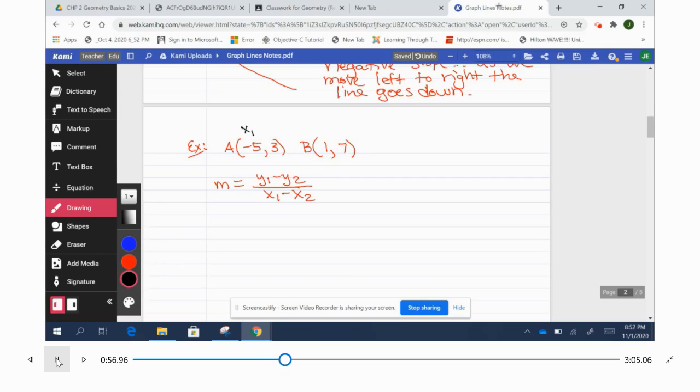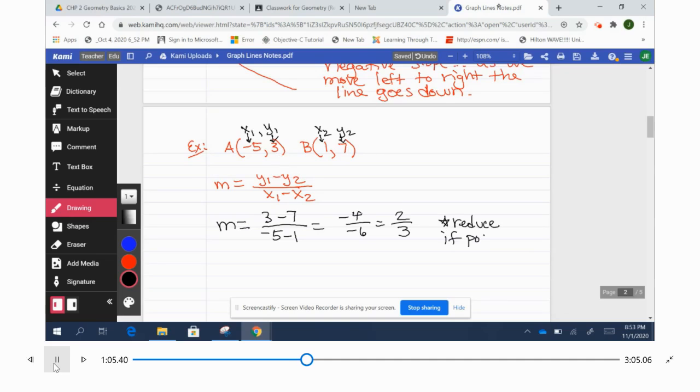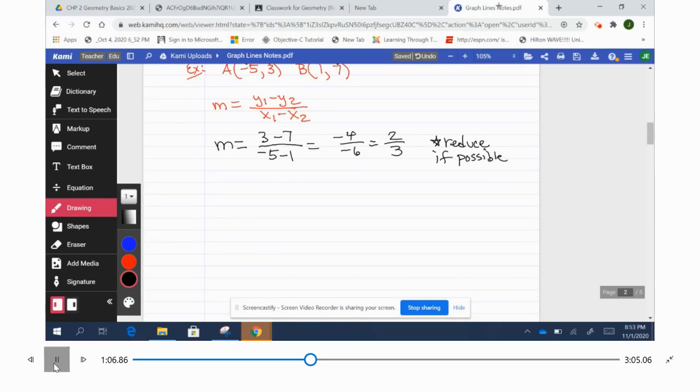So this is just showing you the algebra. I chose to put y1 minus y2. If you look at the coordinates, the second values are the y values. They go on top. 3 take away 7. Some people will do 7 take away 3, but you just got to be consistent. I'm going to go 3 take away 7 on top, negative 5 take away 1 on the bottom. Now, we should never stop at a double negative. Two negatives, we should make that a positive. Reduce when possible. Basically, you're going to factor out a 2 from the top and bottom to leave you with 2/3.